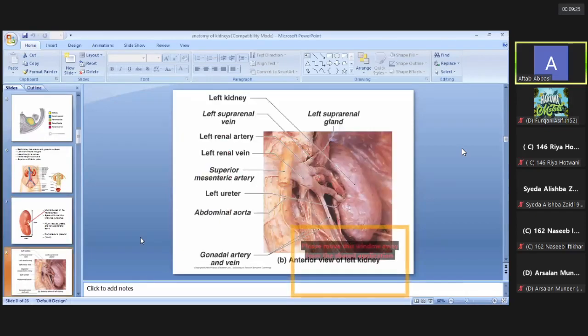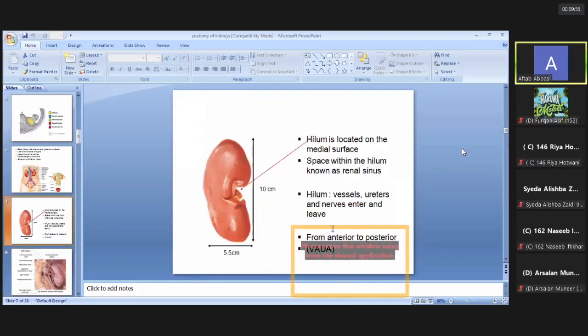See in this figure, the arrangement of the structures at the hilum of the kidney. The most anterior structure is the renal vein. Then this one is the renal artery, and the most posterior structure is the ureter. After that, another structure is the third branch of the renal artery. But these are the three main structures: because it is the left-sided kidney, it is the left renal vein, left renal artery, and here is the left ureter. So this arrangement is important, from anterior to posterior or from posterior to anterior.